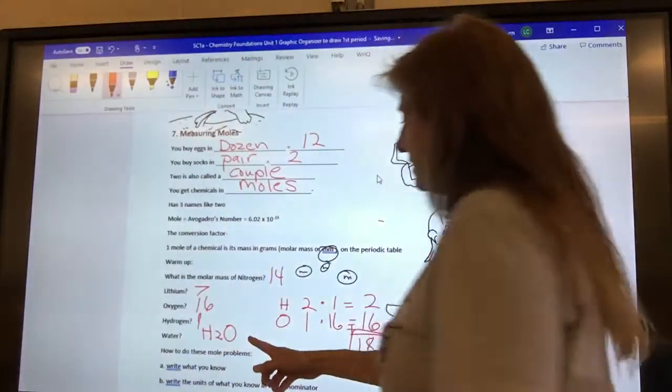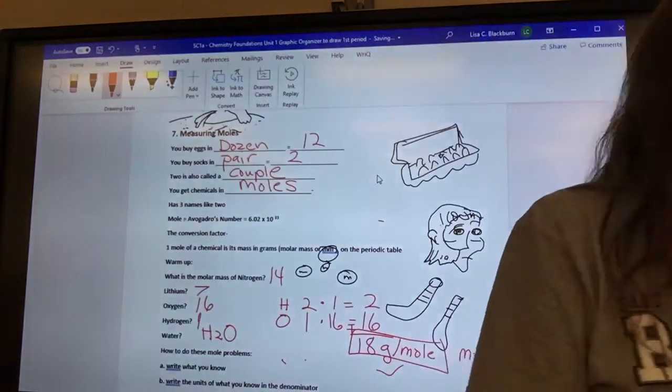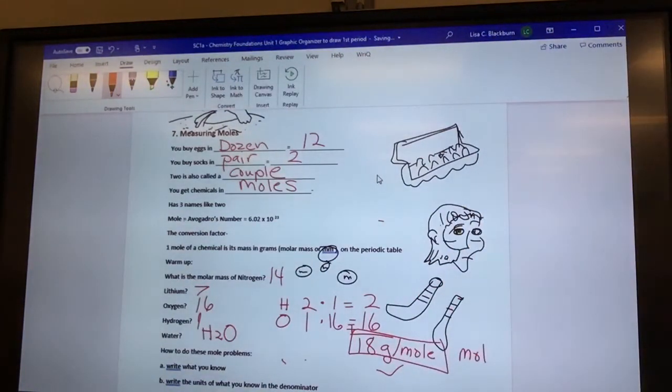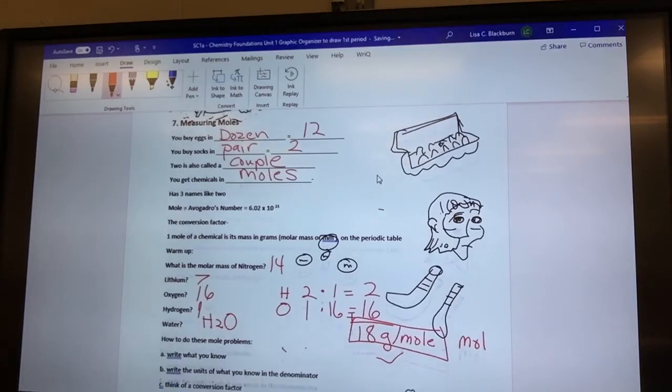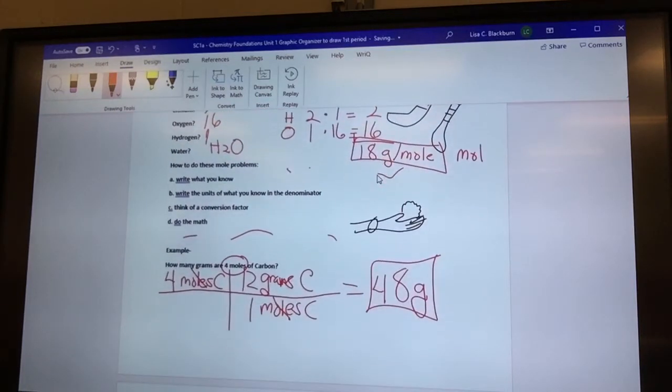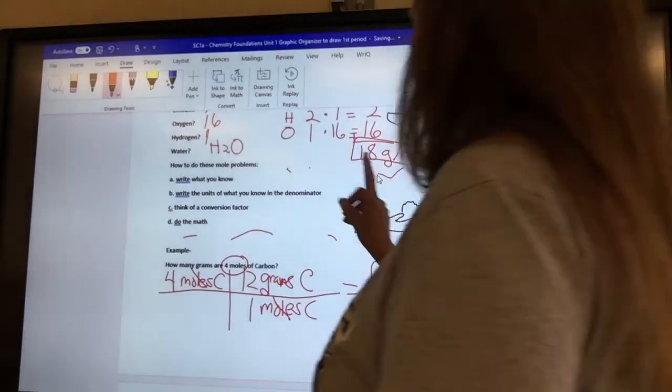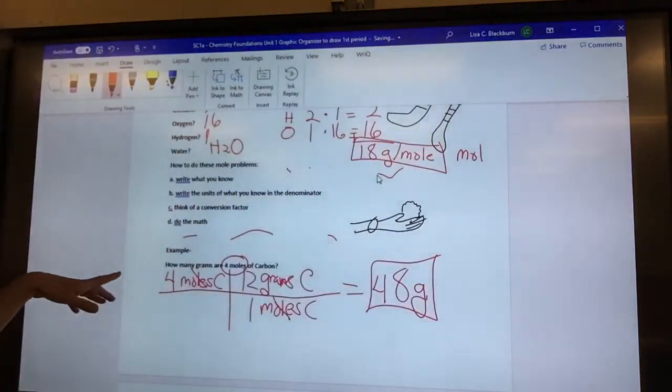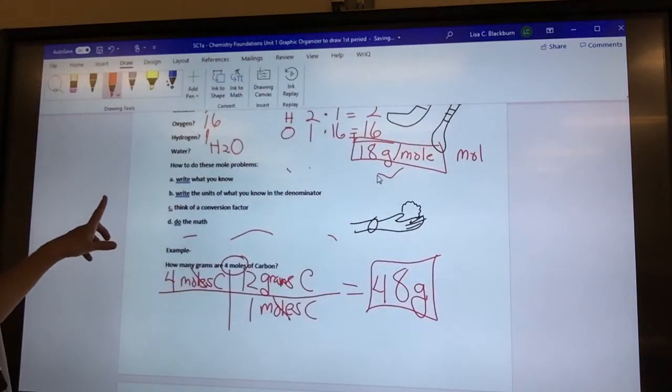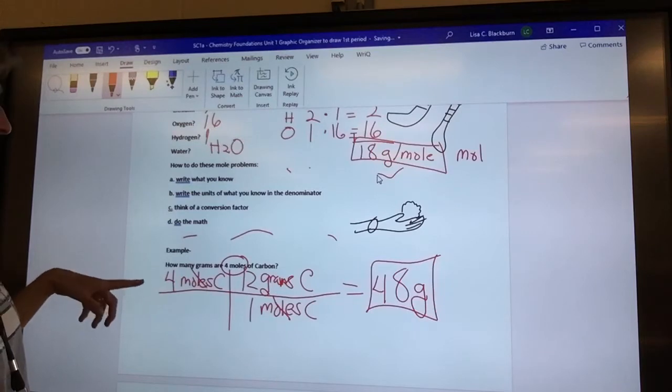All right, so this is how you do mole problems. First, let me scroll up so you can read it. First, write what you know, okay? And then write the units of what you know in the denominator. Wait a minute, we were going to the wrong place. Yes, think of a conversion factor, do the math.